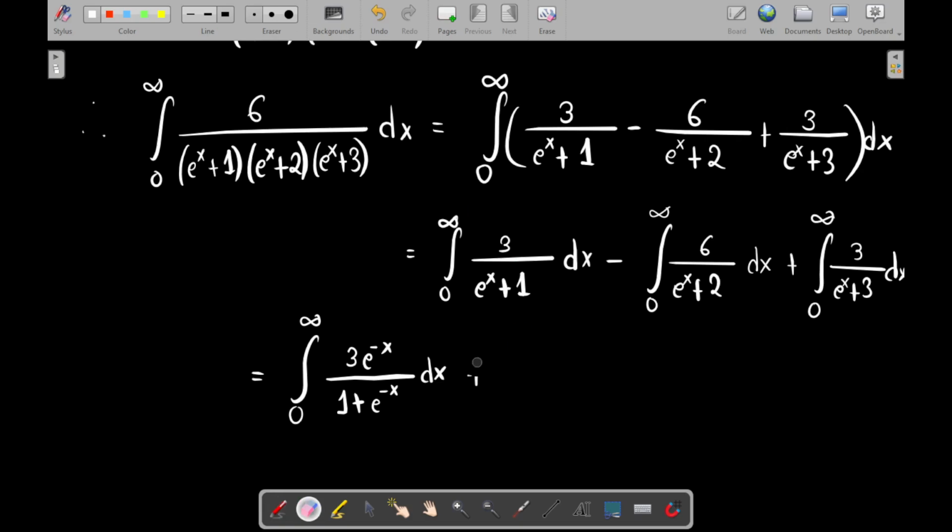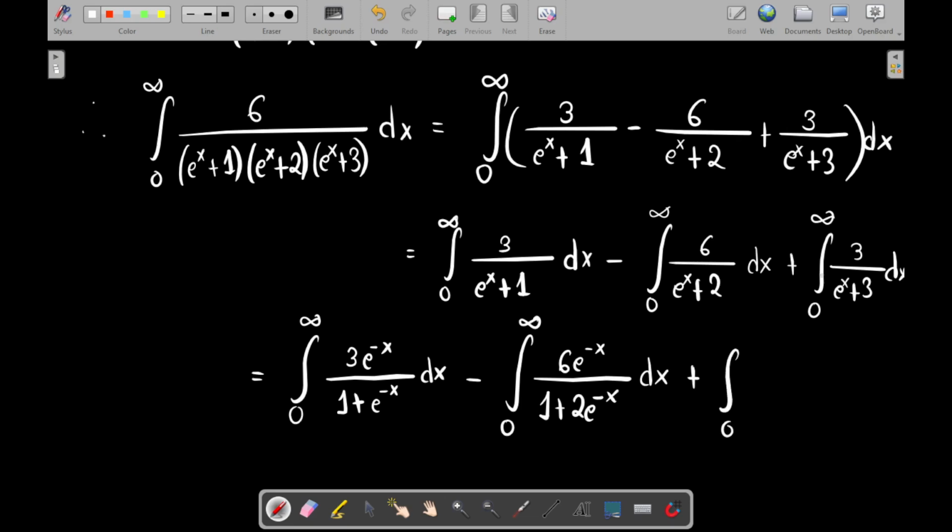Then for the second integral also, I will again divide both the numerator and denominator by e to the power x. So this will become 6 e to the power minus x divided by 1 plus 2 e to the power minus x, and the limits are from 0 to infinity. And I will do the same for this last part also, 0 to infinity, this will become 3 e to the power minus x divided by 1 plus 3 e to the power minus x dx.